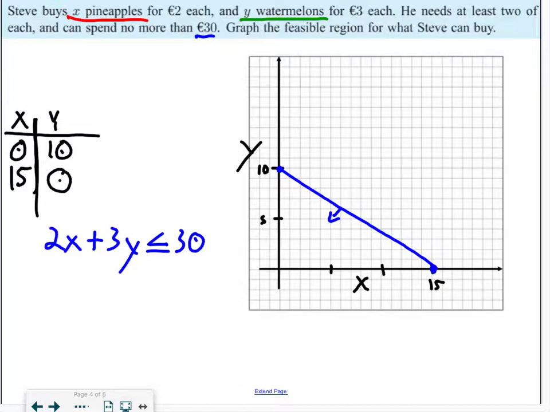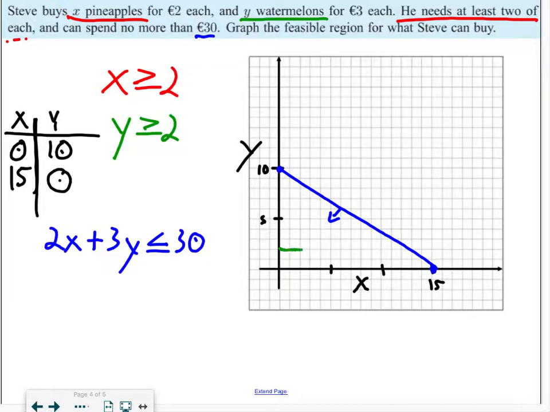The other information I get to be able to use here is it says that he needs at least 2 of each. So that means that my pineapples have to be greater than or equal to 2. And I also have to have watermelons that are greater than or equal to 2. So as I graph that, y is equal to 2 here. And since I have to have at least that many, I am shading above the line because I have to have at least 2 of each. I could have 2, so it's a solid line involving equal to.